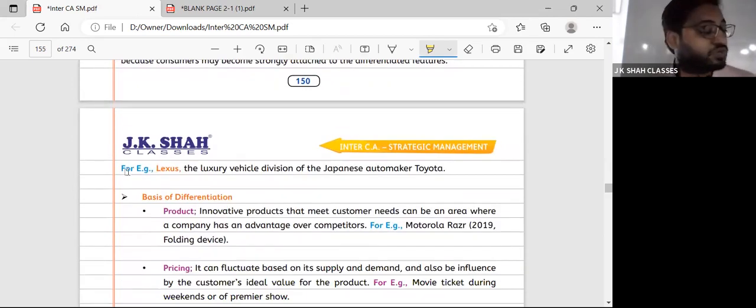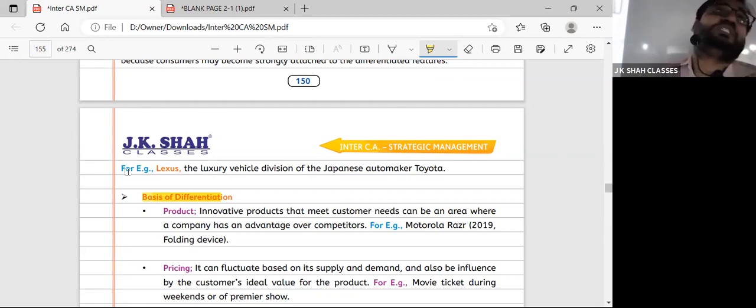On what basis can you create differentiation? POP: product, organization, and pricing. All these three are the basis of differentiation, guys. The product will be unique, the price will be set very high, and the organization that carries out differentiation will carry out differentiation in all their products.